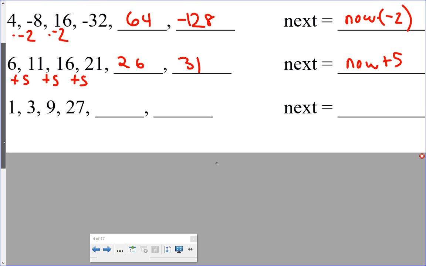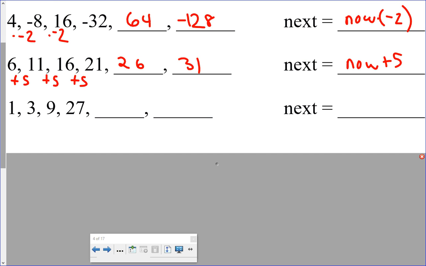Let's have you pause the video and see if you can identify what this sequence is. Go ahead and pause now. I hope you recognize, well, what is the sequence here? Oh, they're multiplying by 3 to get to the next number. So then the next number is going to be 27 times 3 is 81, and then 81 times 3 is 243. And so your next statement is going to be, your next is now times 3.